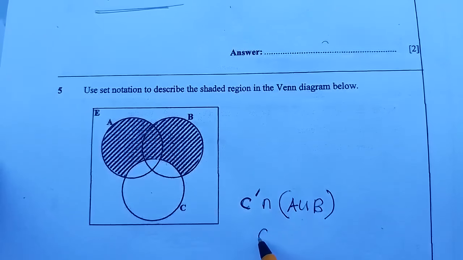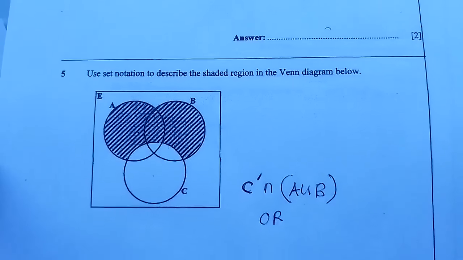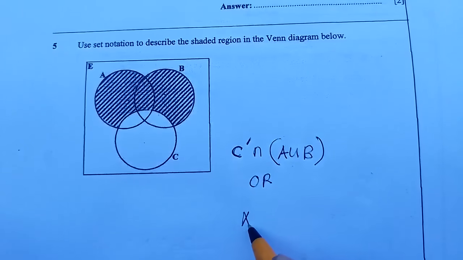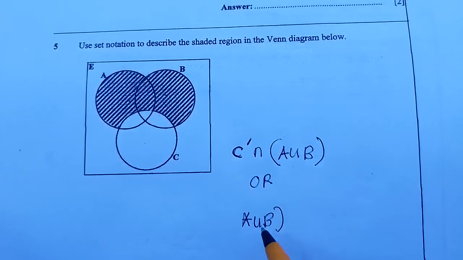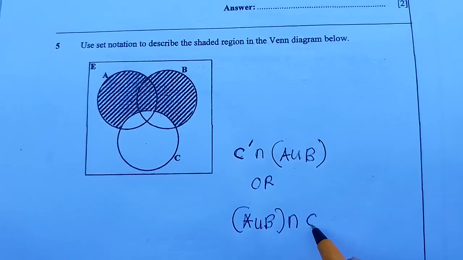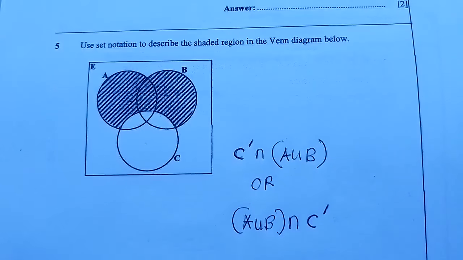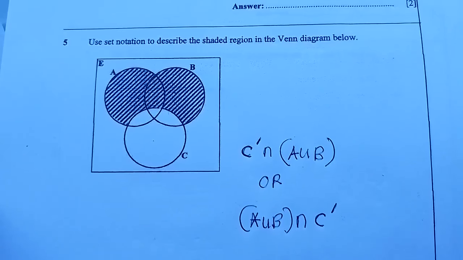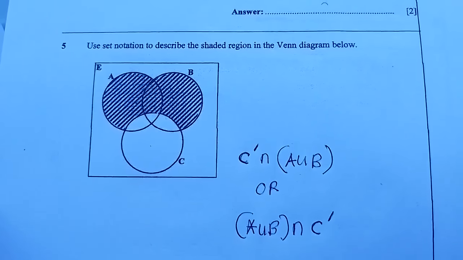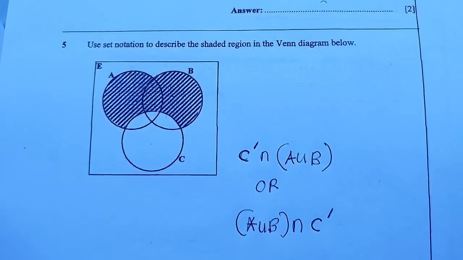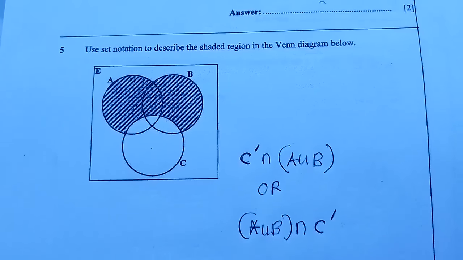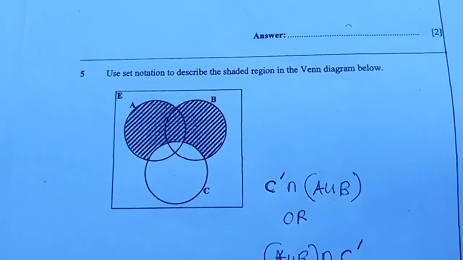Or some people will say, so this is just one and the same. Or some people will prefer writing this as A union B. They do this, then intersection C complement. So these two are just the same. They are just one and the same thing. This is what you need to get. So we are done with question 5. We move to the other question. So I hope you are able to understand.